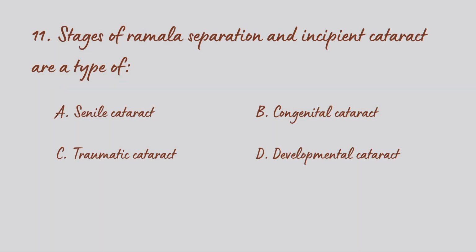Next question. Stages of lamella separation and incipient cataract are a type of option A. Senile cataract. Option B. Congenital cataract. Option C. Traumatic cataract. And option D. Developmental cataract. Correct answer is option A. Senile cataract.